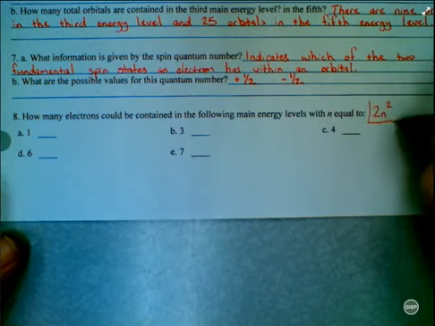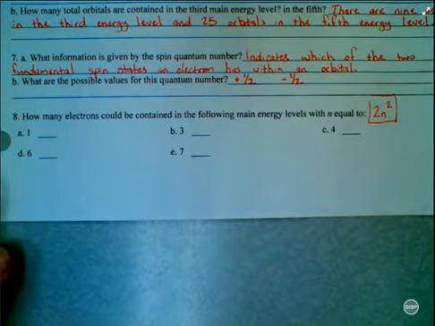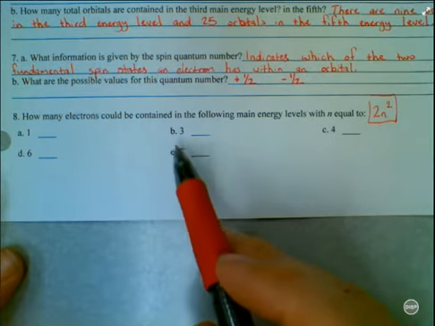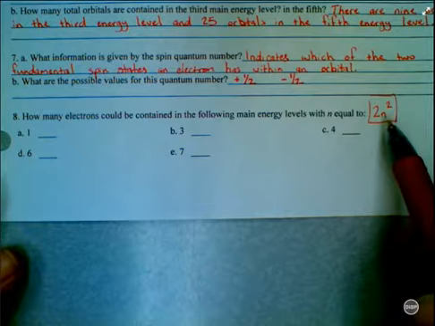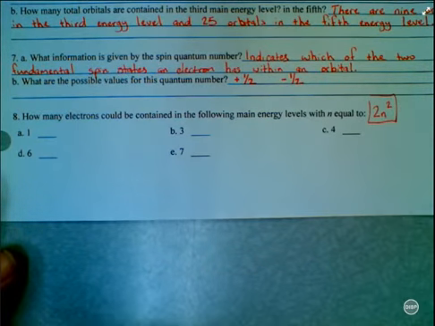Now, I have this written over here, 2n squared, because that's the equation that we're going to use to generate our responses. We're going to take whatever n value the problem is giving us, plug it in here for n, we're going to square it, and then we're going to multiply that by 2.